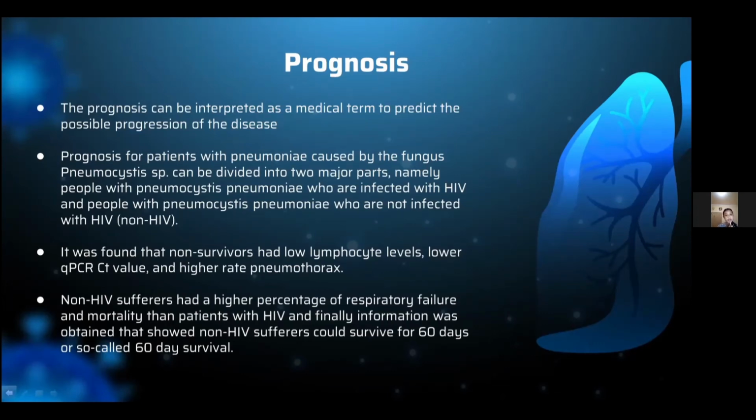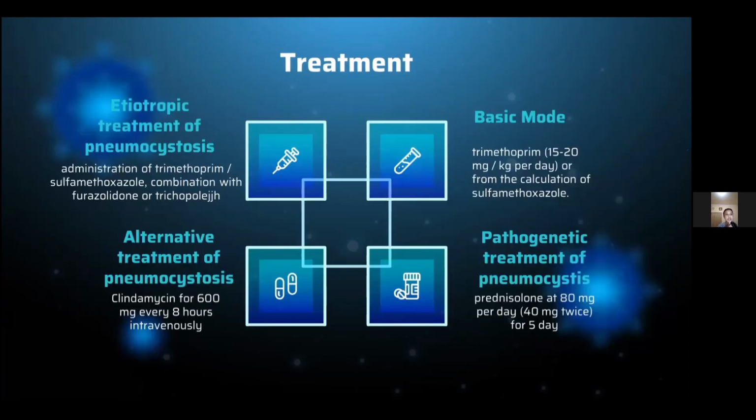I will continue the explanation about treatment of pneumocystis. The third one is alternative treatment of pneumocystis. This treatment is by giving clindamycin 600 milligrams every 8 hours, intravenously drip, or 300 to 450 milligrams every 6 hours, along with an initial 30 milligrams per day inside for 21 days.